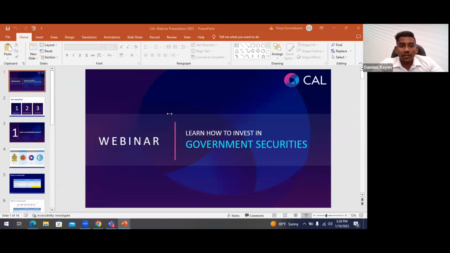What are CAL's fees? Buying from the CAL portal, we've waived off any charges. If you're buying treasury bills or bonds through the CAL portal, we are not charging anything from the clients. There are no fees involved.